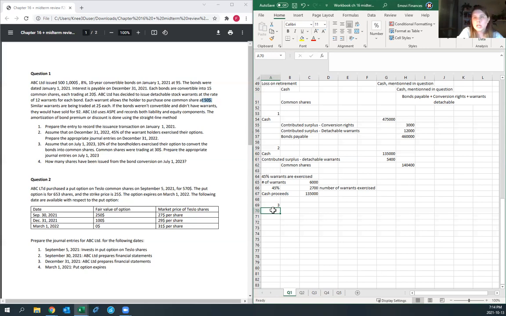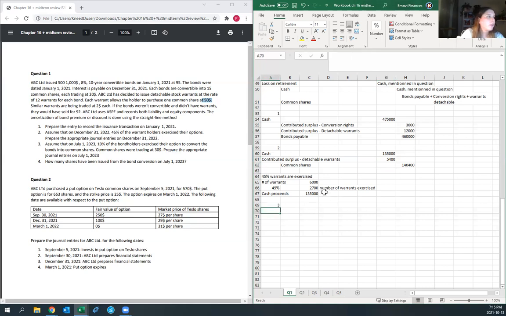There's just a question on the chat. Can you repeat how you got the 5,400? Yeah. So anytime they're telling you that there's a percentage of warrants or convertible debt that was done, you take the amount in your issuance transaction. So in this case, it was 12,000, and you times it by your percentage. So it's 12,000 times 45%, and that gives you 5,400.